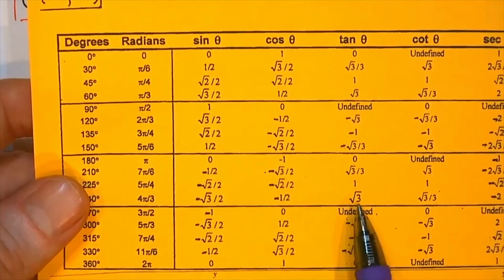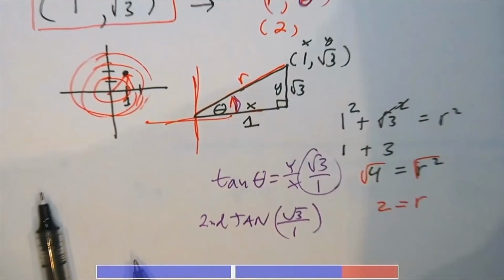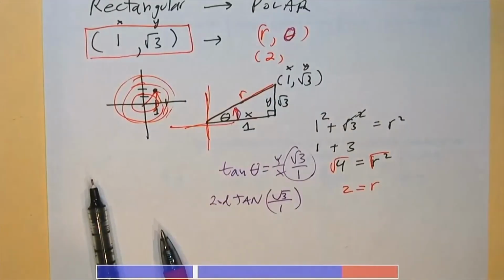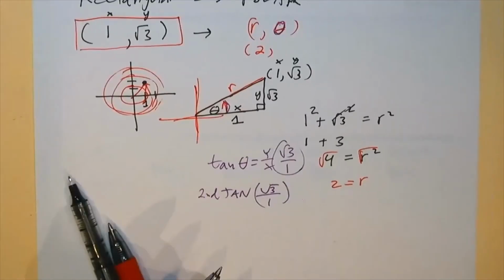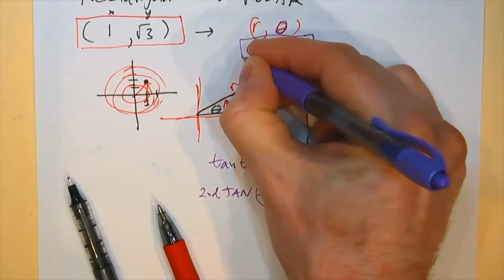Now, how come I don't pick this one, 240? Well, which quadrant am I in? I gave you positives. You're in quadrant 1. So we're going to use, what do we say there? 60 degrees. So we went backwards.